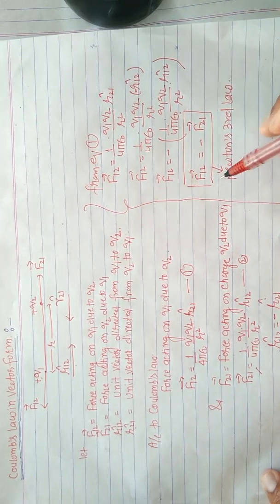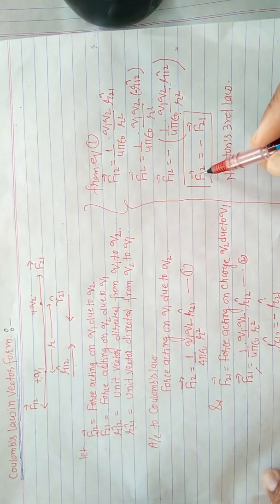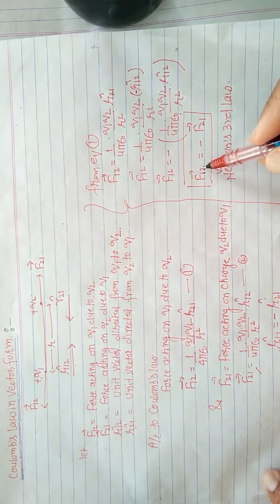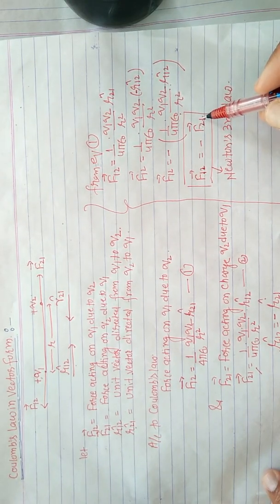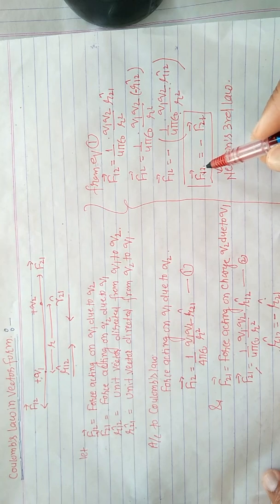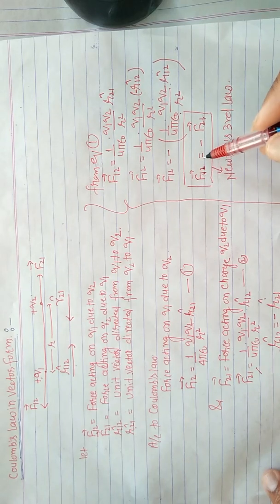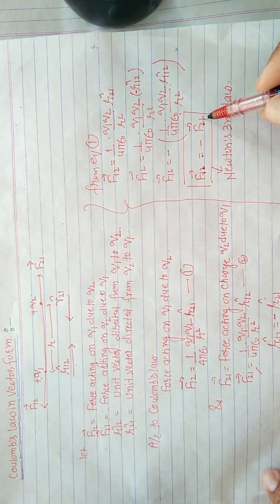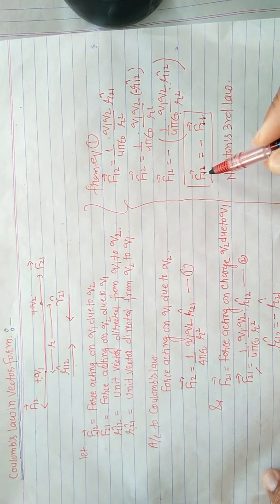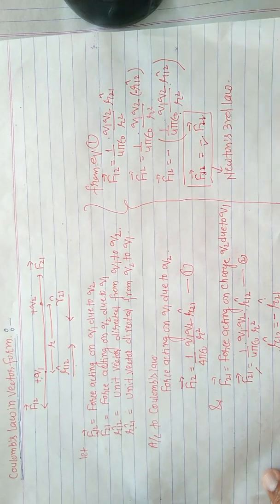So now what is the significance of this mathematical expression? F12 is a force acting on charge Q1 due to Q2, and F21 is a force acting on charge Q2 due to Q1. So this indicates that the force exerted on Q1 due to Q2 is exactly equal and opposite to the force acting on charge Q2 due to Q1. Means to every action there will be an equal and opposite reaction.